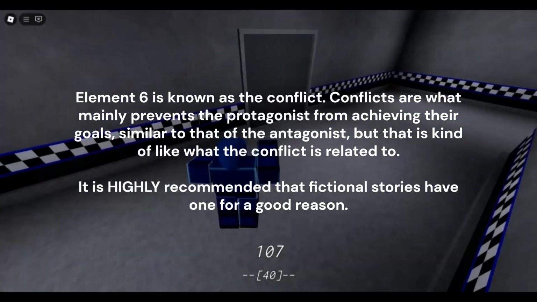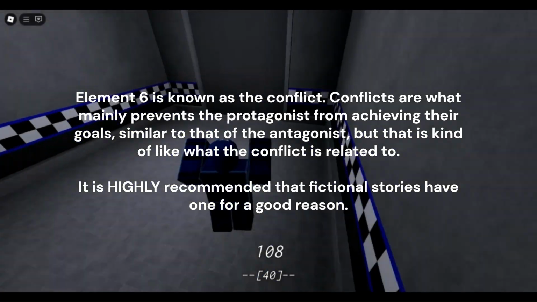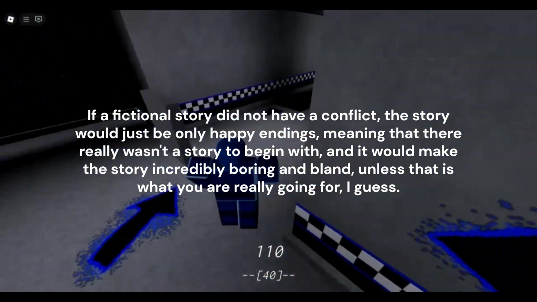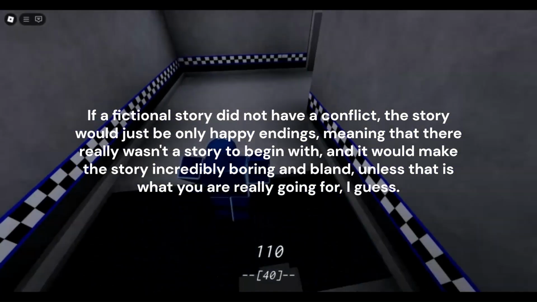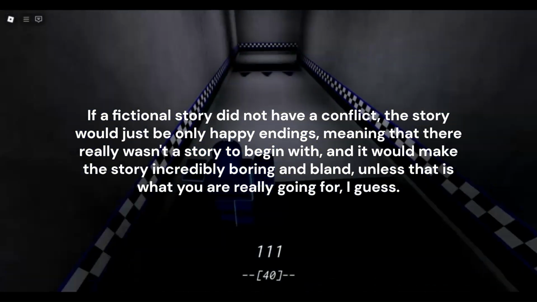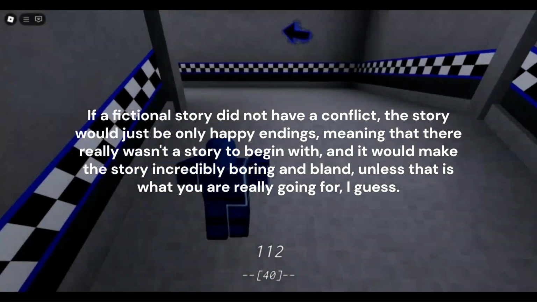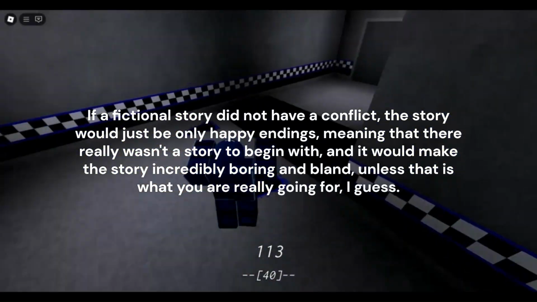It is highly recommended that fictional stories have one, for a good reason. If a fictional story did not have a conflict, the story would only be happy endings, meaning that there wasn't really a story to begin with and it would make the story incredibly boring and bland, unless you are really going for a happy ending, even though a conflict can lead to a happy ending, I guess. Make up your mind. Seriously.